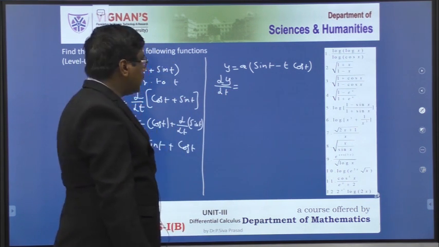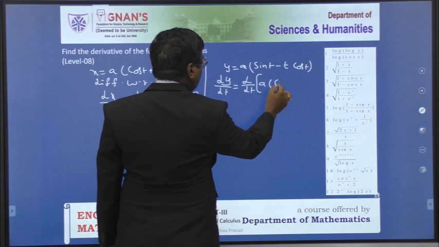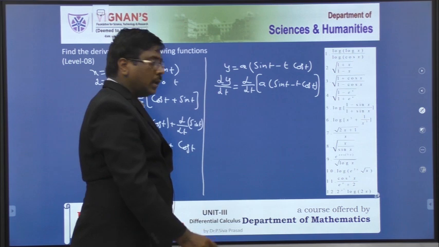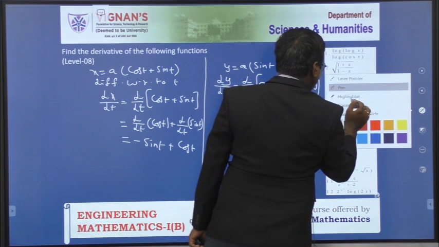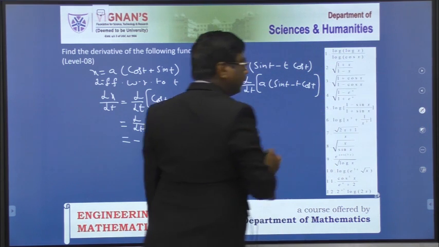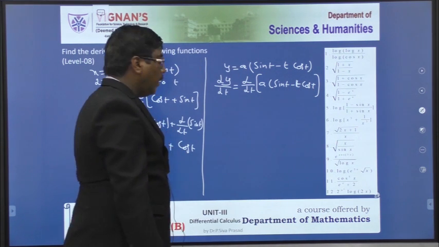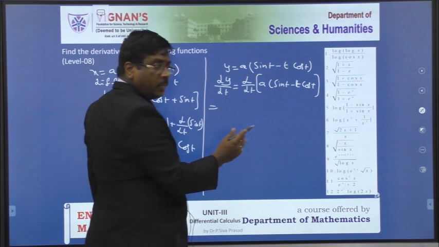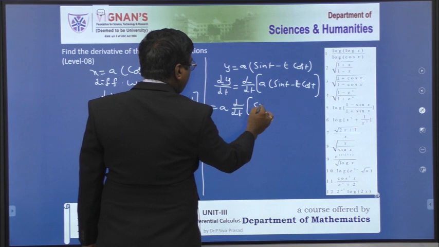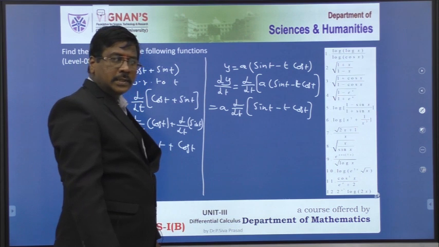So dy by dt is equal to d by dt of a into sin t minus t cos t. Please all of you observe this: here another function, t, is also there, t into cos t. Therefore a is the constant, so bring it in front of the derivative: a into d by dt of sin t minus t cos t.